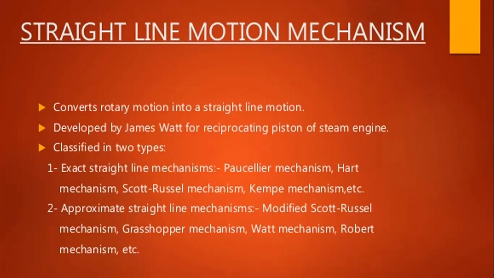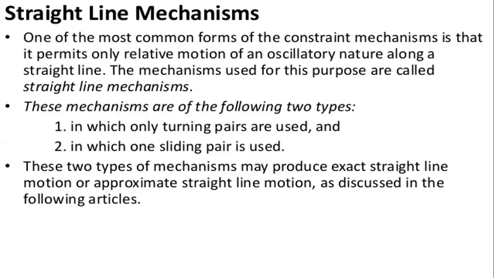Firstly, we go to the exact straight line motion mechanisms. In straight line mechanisms, one of the most common forms of constraint mechanisms is one that permits only relative motion of an oscillatory nature along a straight line. That is, it converts rotary motion into reciprocating motion only. The mechanisms used for this purpose are called straight line motion mechanisms.